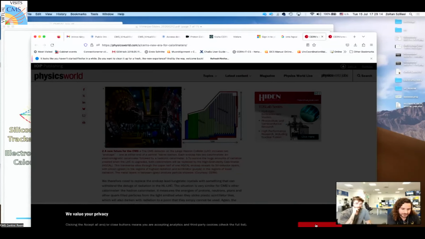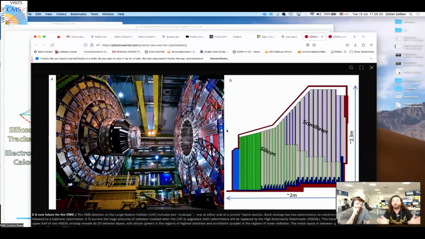So here you can see a picture of CMS when it's opened up, which we also didn't really talk about. CMS is very modular, and we can open it up. It's a series of wheels or slices, as we call them. And we have this end cap slice, which has the end cap calorimeter, and this entire thing fits inside the magnet. So in a year's time or so, we will remove this entire thing and replace it with an upgraded detector.